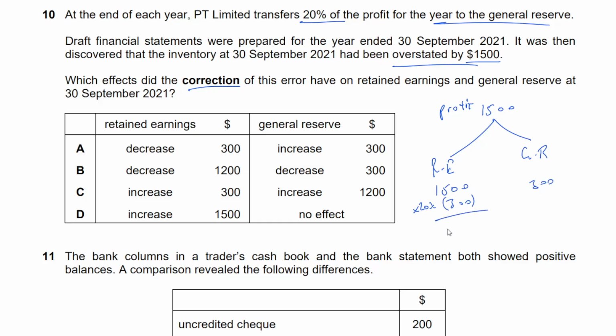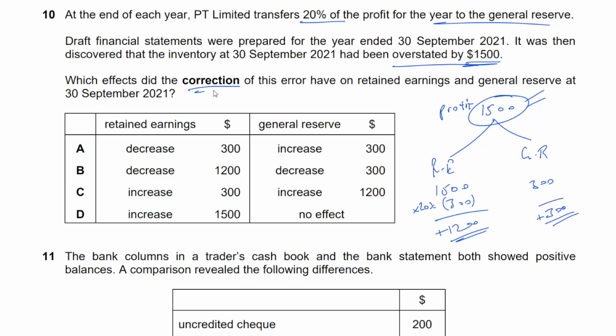And so overall, we have 1,200 in the retained earnings and 300 in the general reserve due to this error. There was this overstatement. This is the extra amount. This is the mistake. The effect of the mistake is our retained earnings are overvalued by 1,200, and our general reserves are overvalued by 300.